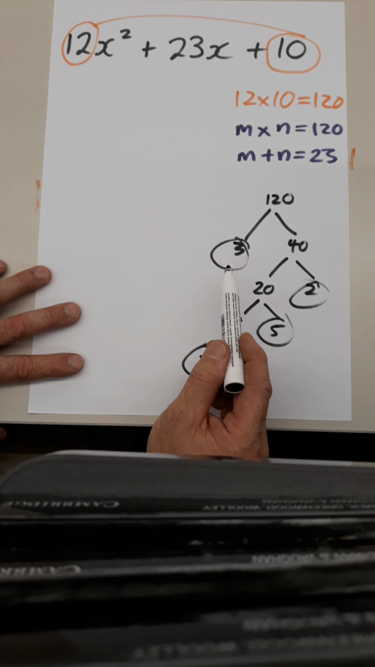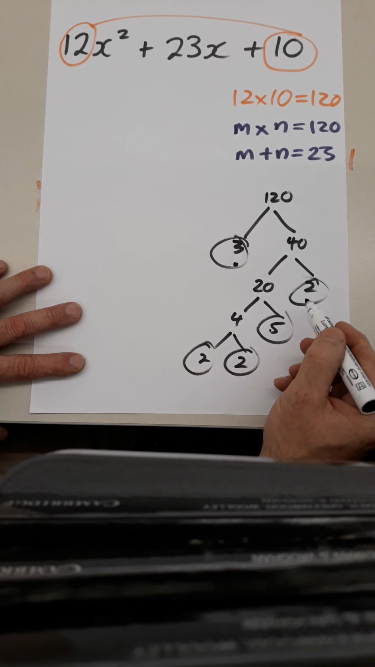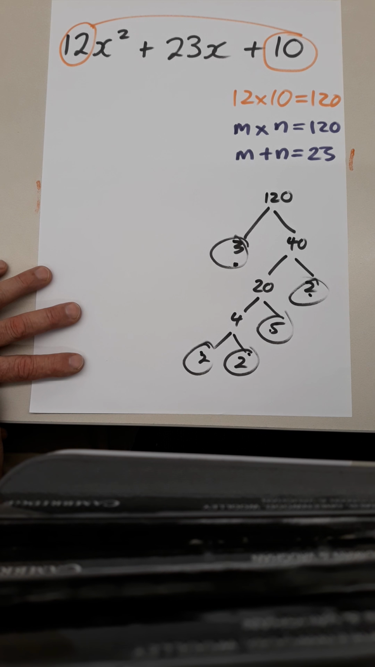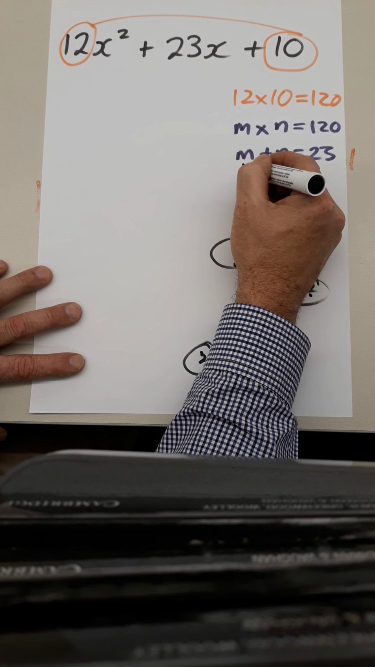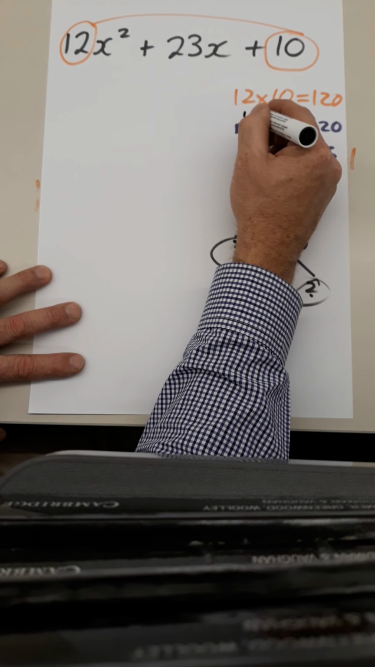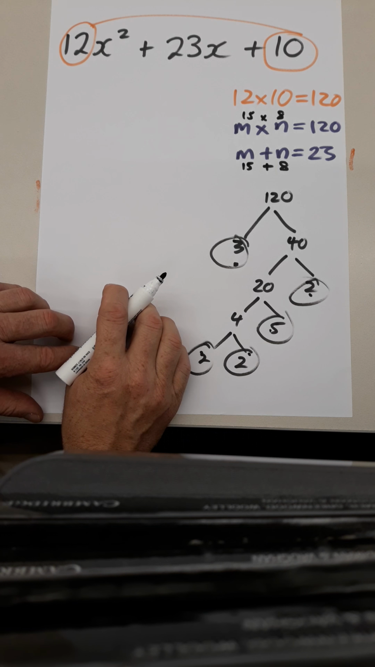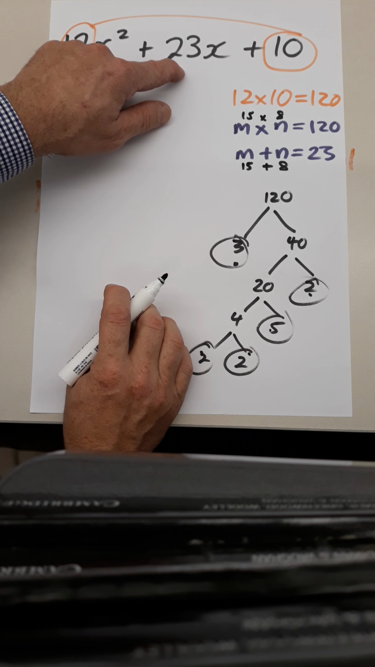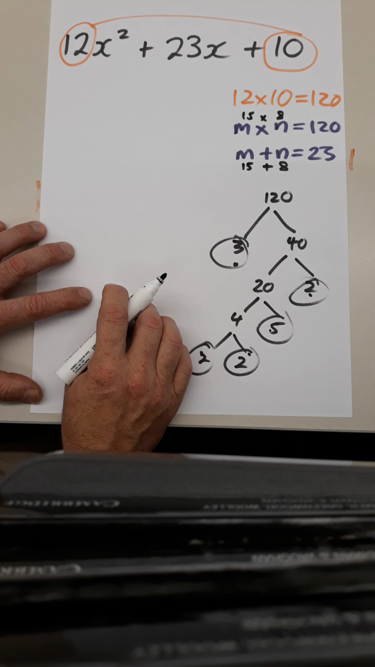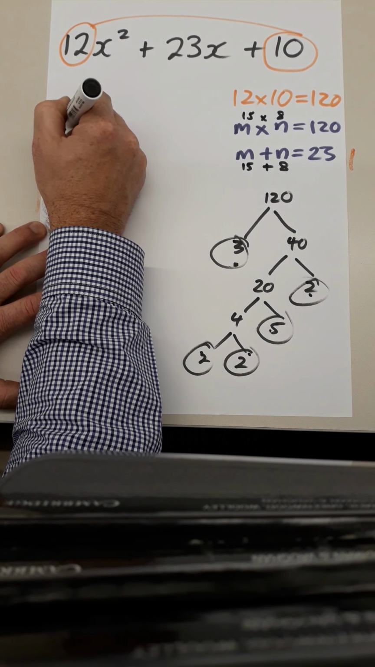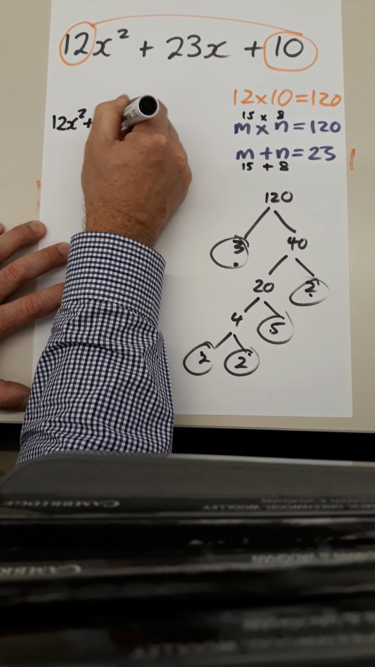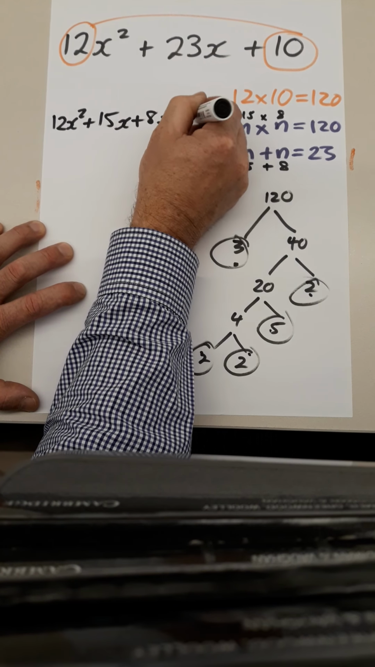Now, 3 and 5 is 15, and 2, 2, 2 is 8. 15 plus 8 is 23, and 15 times 8 is 120. So I'm going to need to split the 23x up into 15x and 8x. 12x squared plus 15x plus 8x plus 10.